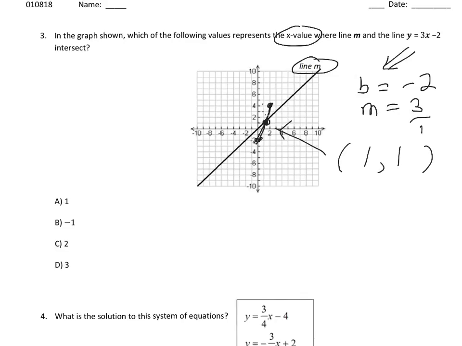All right? So if you go back to the question, which of the following values represents the x value? So the x value is 1. It just so happened that x and y is the same, but of course it's very important to know what it's asking you. So the answer should be A.